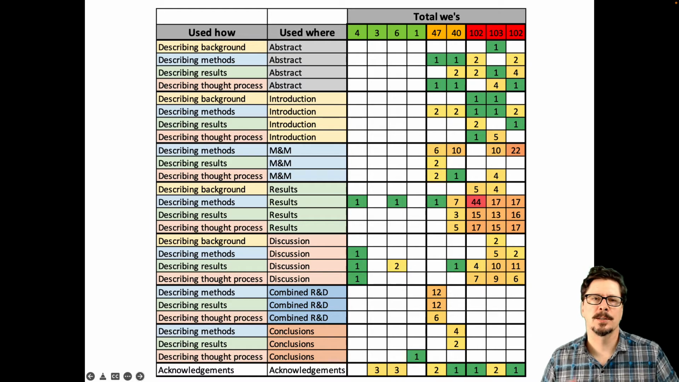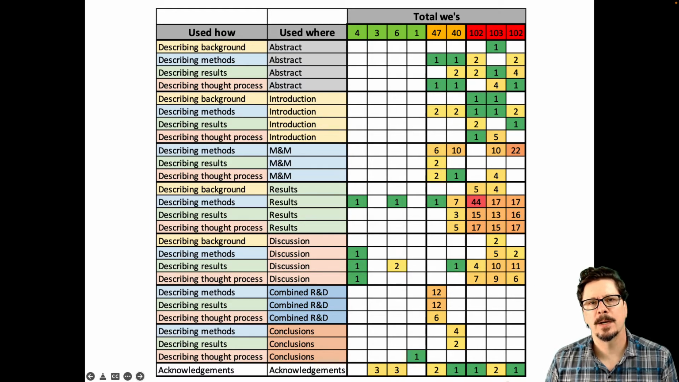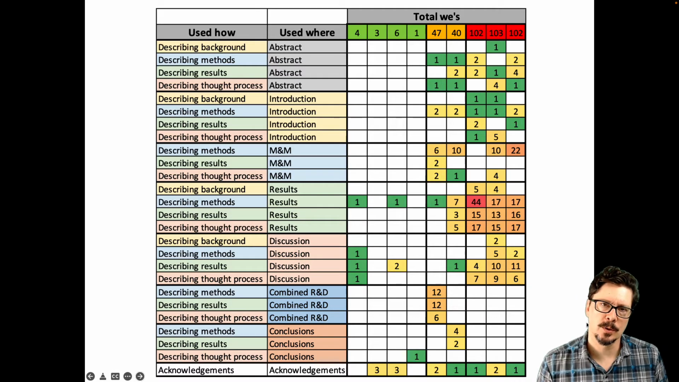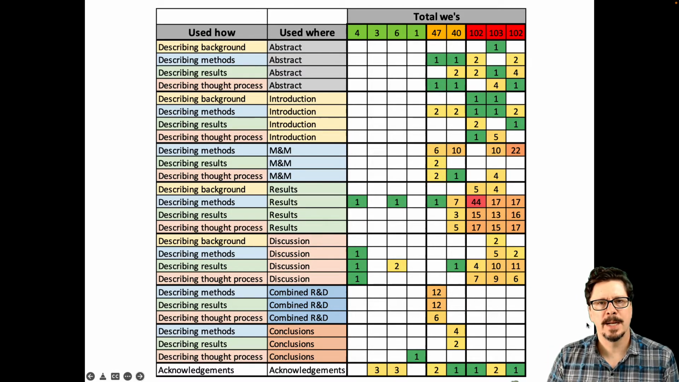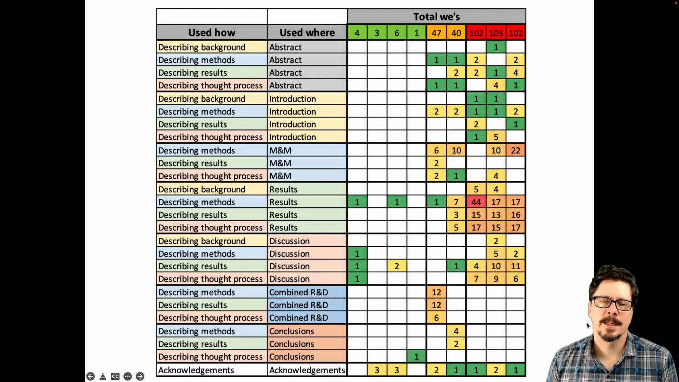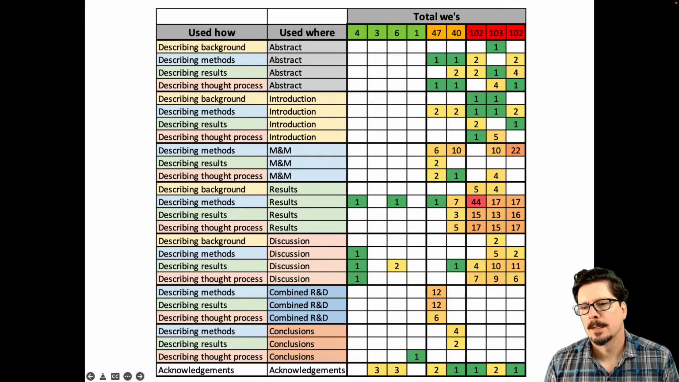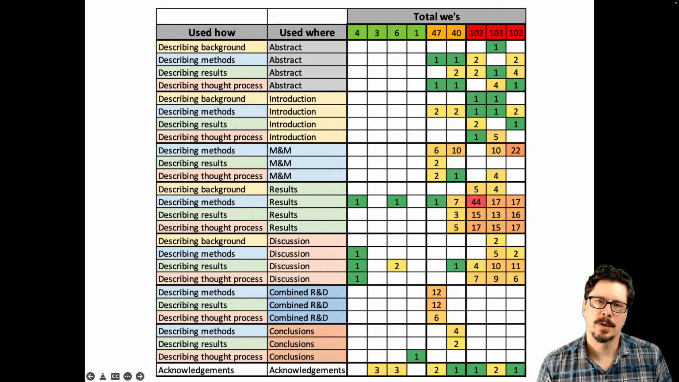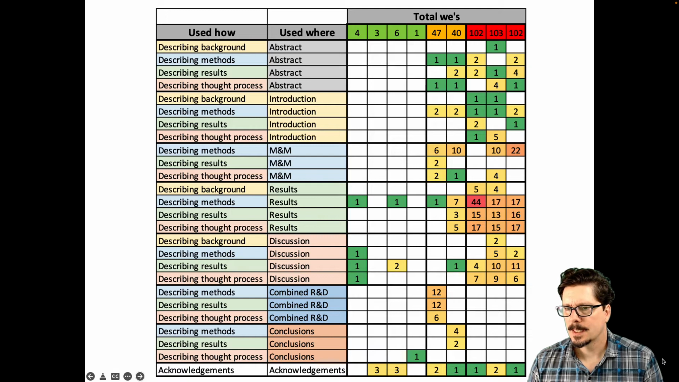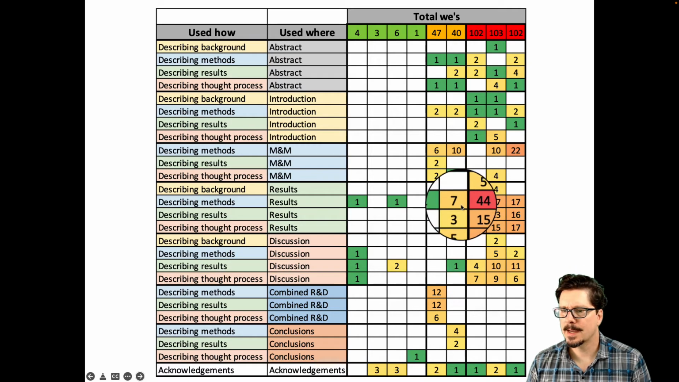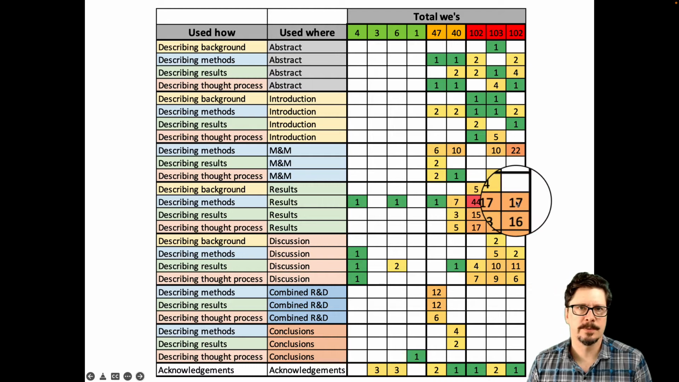That's when they're using this repeating pattern that I talk about in my Write Your Scientific Journal Article course, where they give a little bit of background, an overview of the method they used, the results, and then the interpretation of that result. And so they're choosing to use "we" when they're describing the methods part of that repeating pattern. And you can see that in this heat map here, where we have the highest concentration of uses of "we."